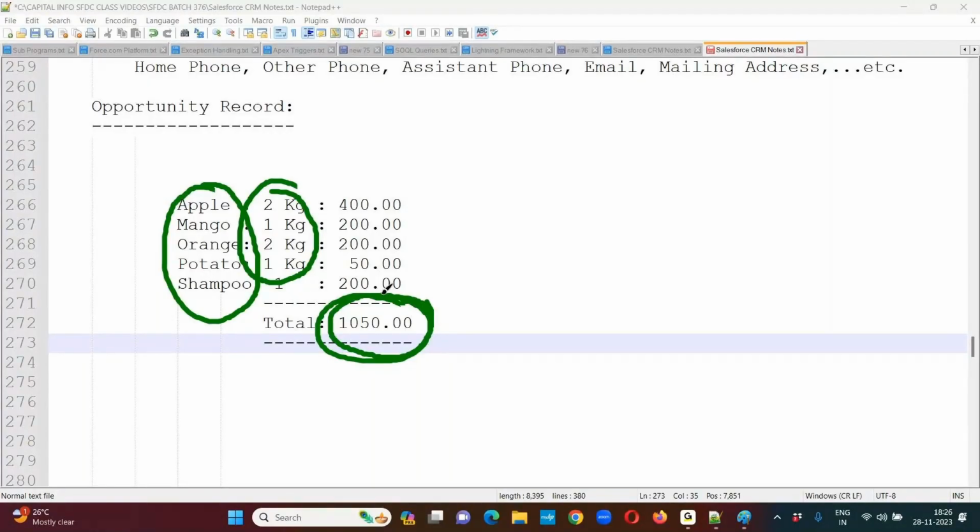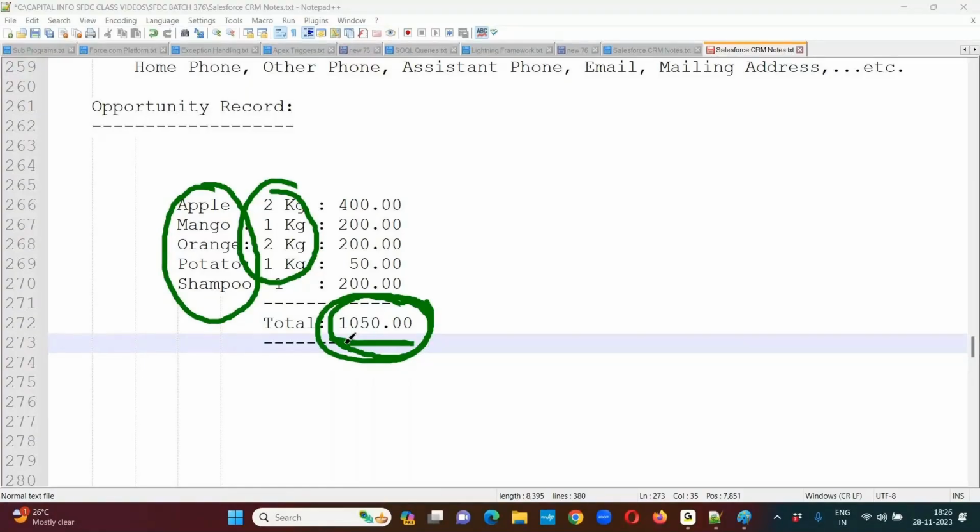That means what here? Opportunity indicates what? How much revenue we have generated from the customer. How much business we did with the customer. That means he is our customer. Customer means who purchased my products. Then what products he has purchased, how many products he has purchased, how much revenue we have generated. That will be indicated by the opportunity record.